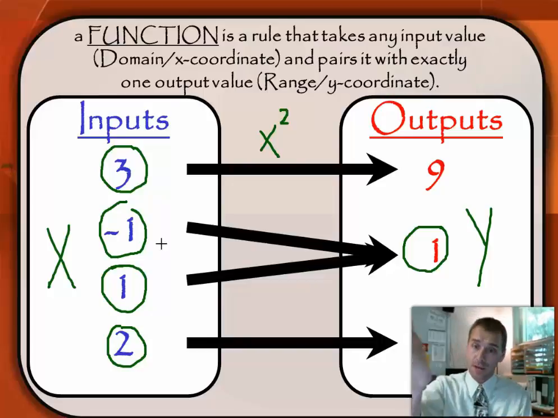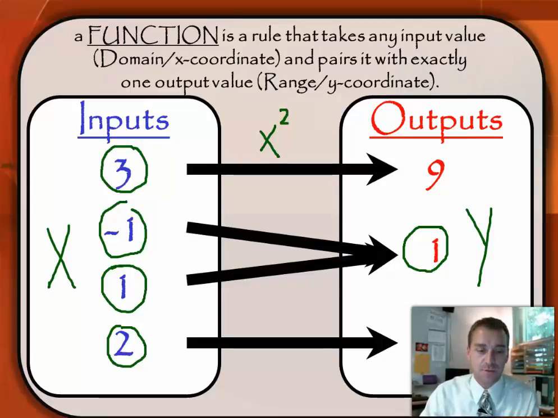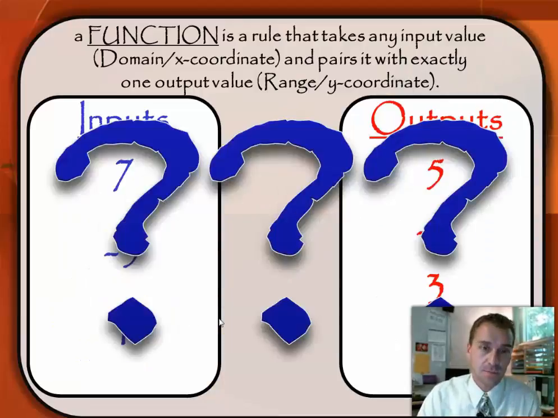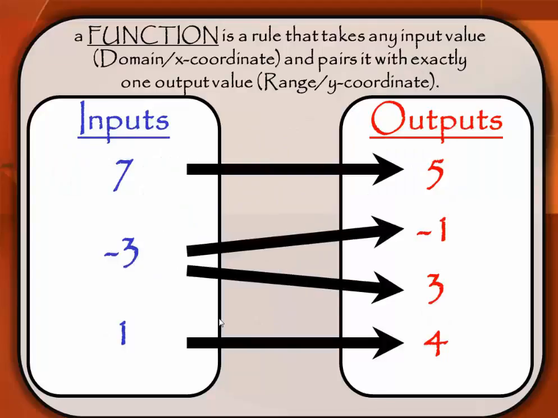Or the other way around, each output value is coming from only, if you will, one input. You're like, what? Let me give you another example. So this one, absolutely, you betcha, is a function. Check this one out. So here's my arrows. Now, the rule doesn't matter. In fact, I just made this one completely up.